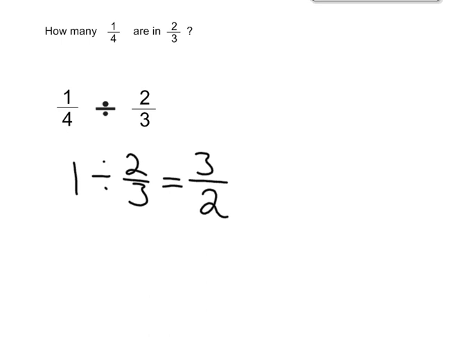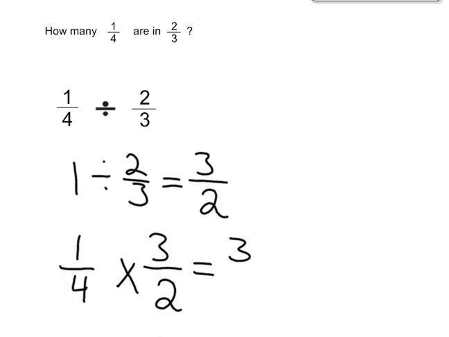And then, you remember that the next step was, okay, start our problem over again. 1/4. Now we want to multiply by the reciprocal. Now we can solve. 1 times 3 is 3. And 4 times 2 is 8. And in the end, 1/4 divided by 2/3 is 3/8. So we're going to follow this process.